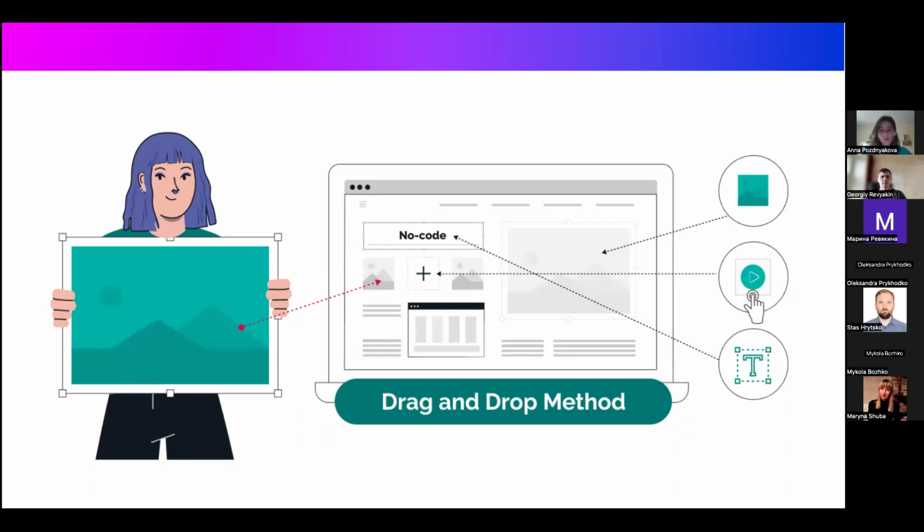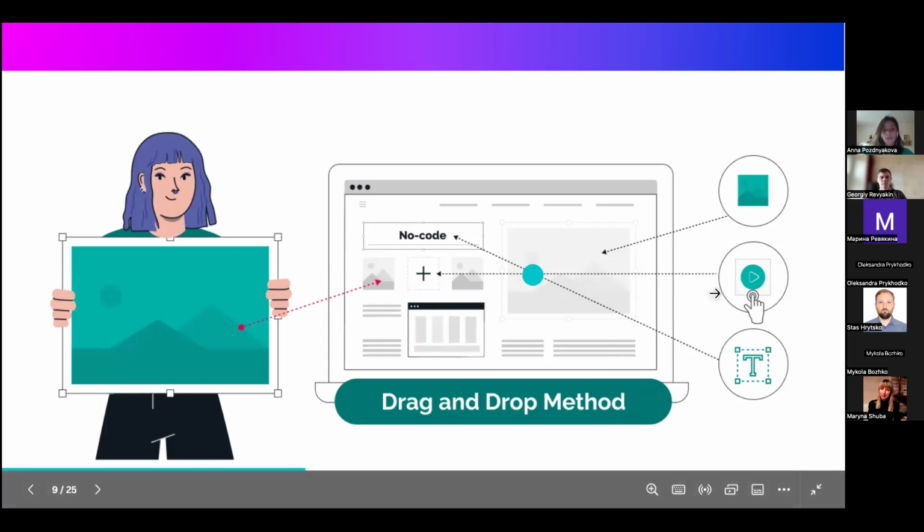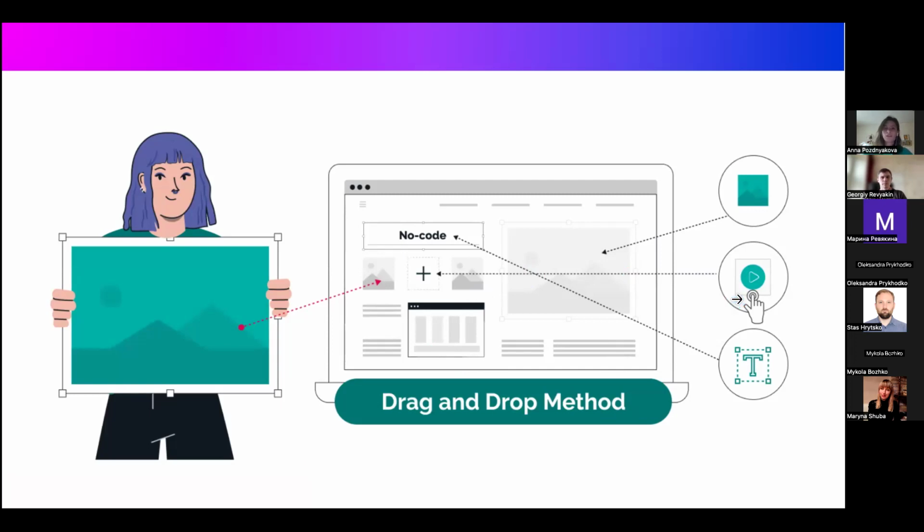You just open the builder. I will show some pictures of the builders, and you select an element you need on your web page. It might be an image, it might be a video, it might be, I don't know, some carousel, so preset module, and you just drag and drop it on your page, and that's it. It's working, and you have kind of a working site.